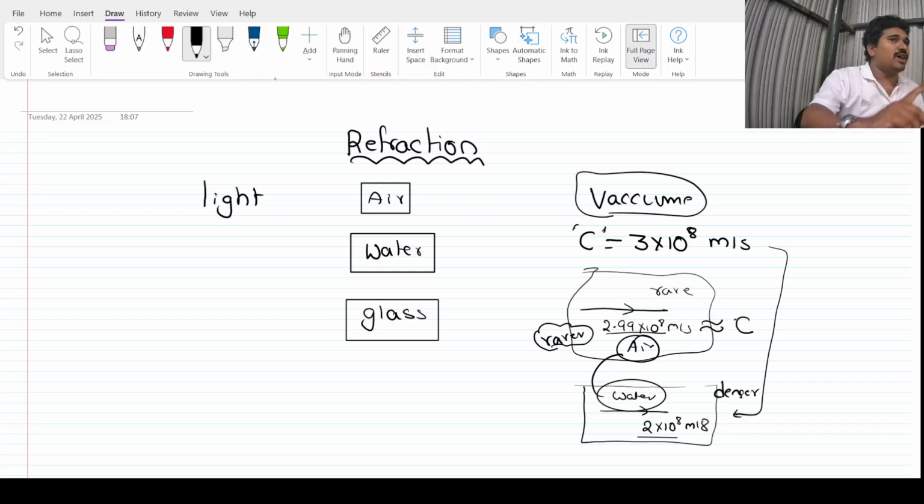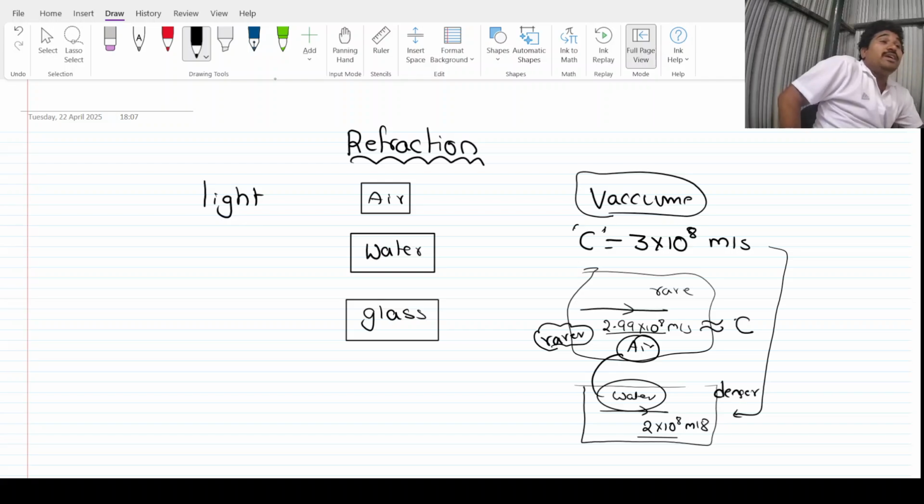If the density of a medium is high, the speed of light in that medium will be less. Again I am repeating, if the density of the medium is large, the speed of the light in that medium will be less. Slow, perfect one. If the density of the medium is less, the speed will be more. Light will travel faster. Is that clear for everybody? Understood? Yes or no?